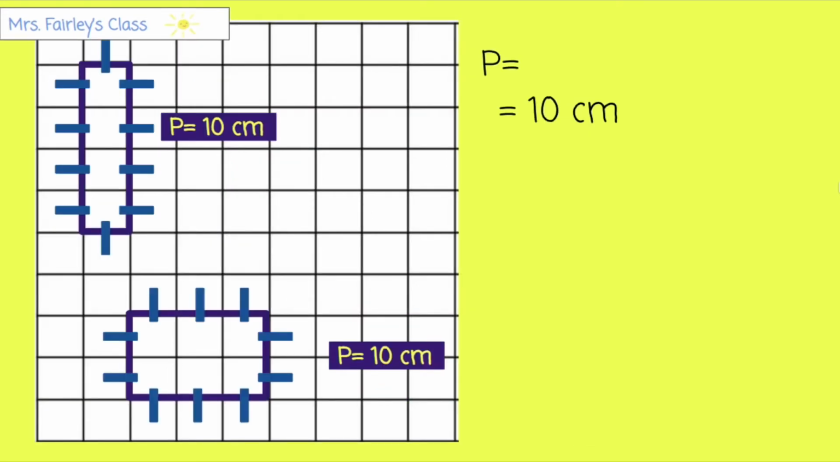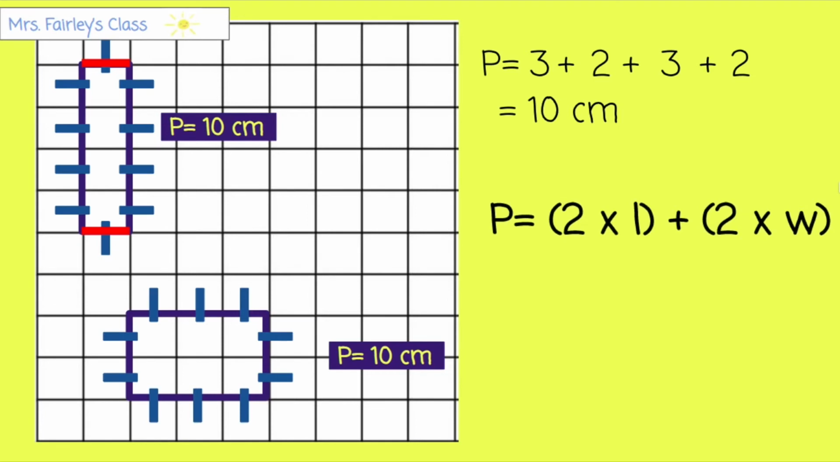But sometimes we don't always have a grid, so it's important to know the lengths and widths of the sides. So the length of this side is 3, and the width of this is 2. The length of this side is also 3, and the width over here is also 2. That gives us a perimeter of 10 centimeters. When we're working with rectangles, you'll notice that the lengths are the same and the widths are the same.